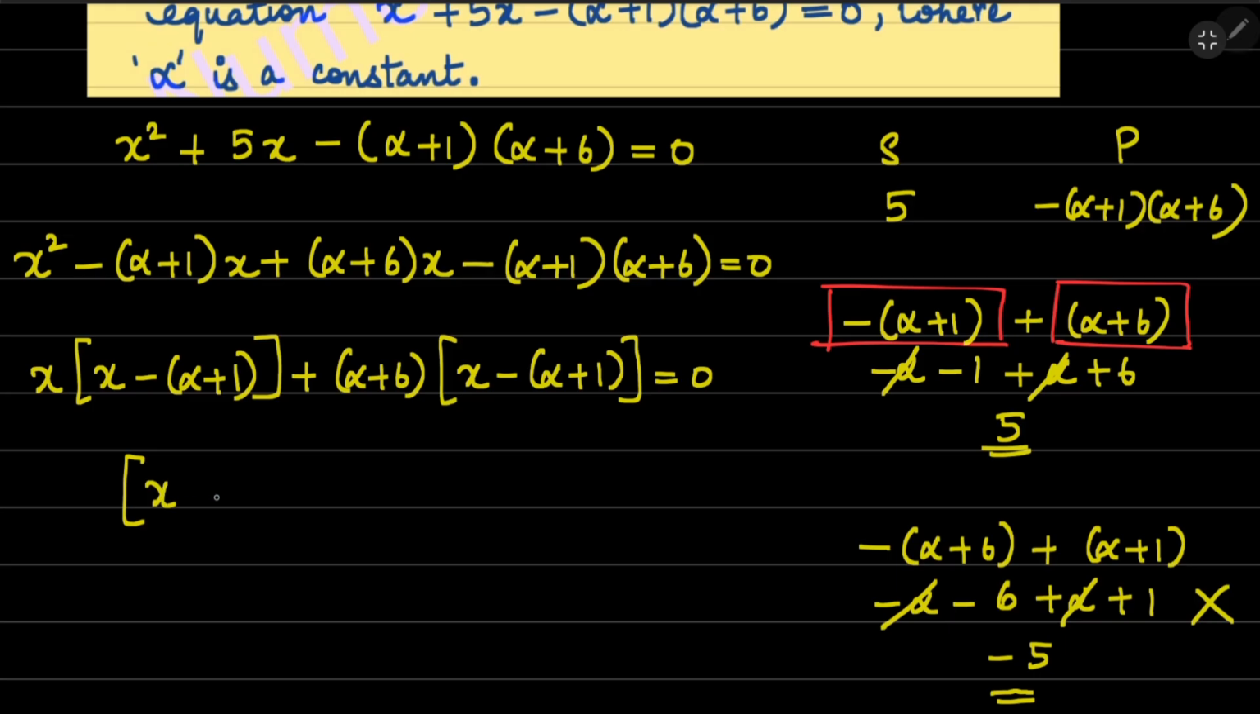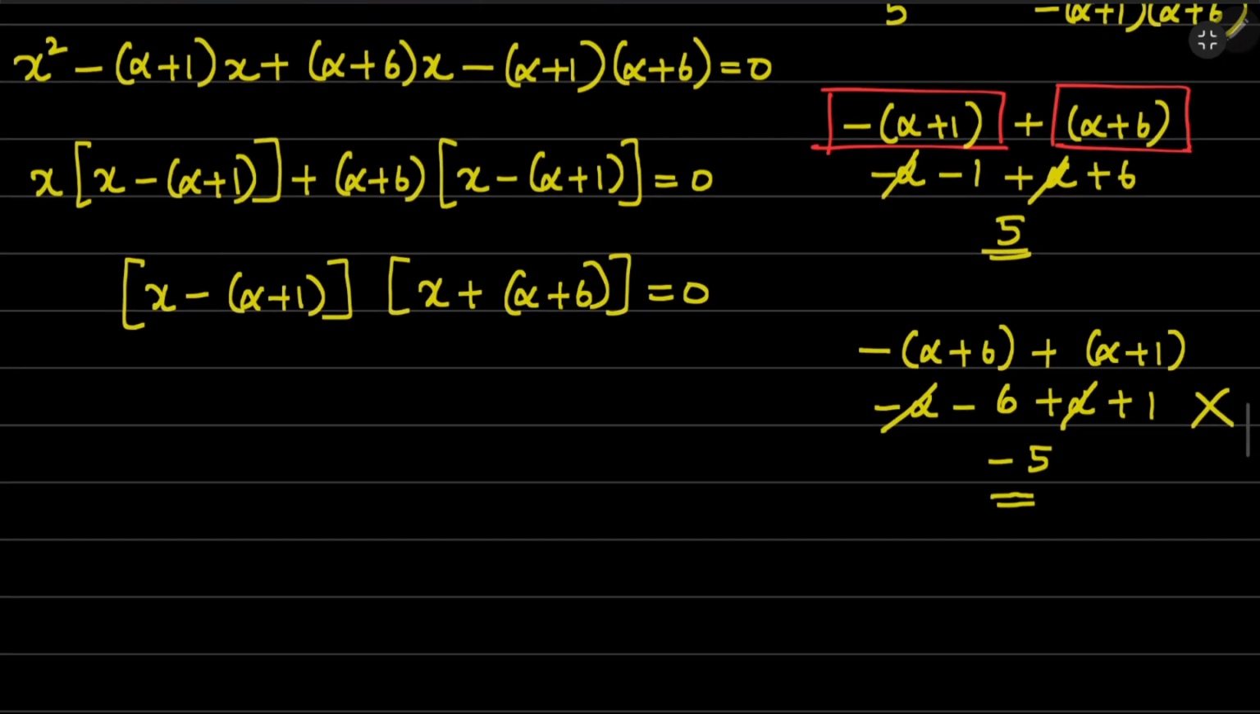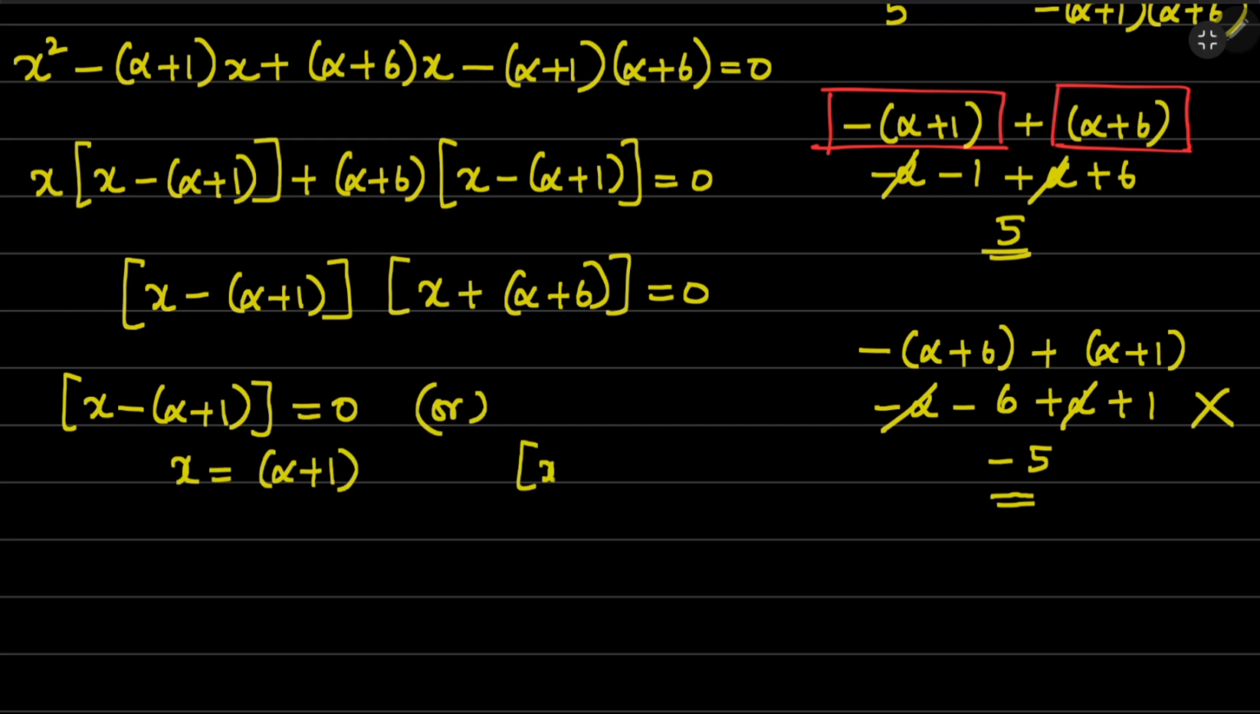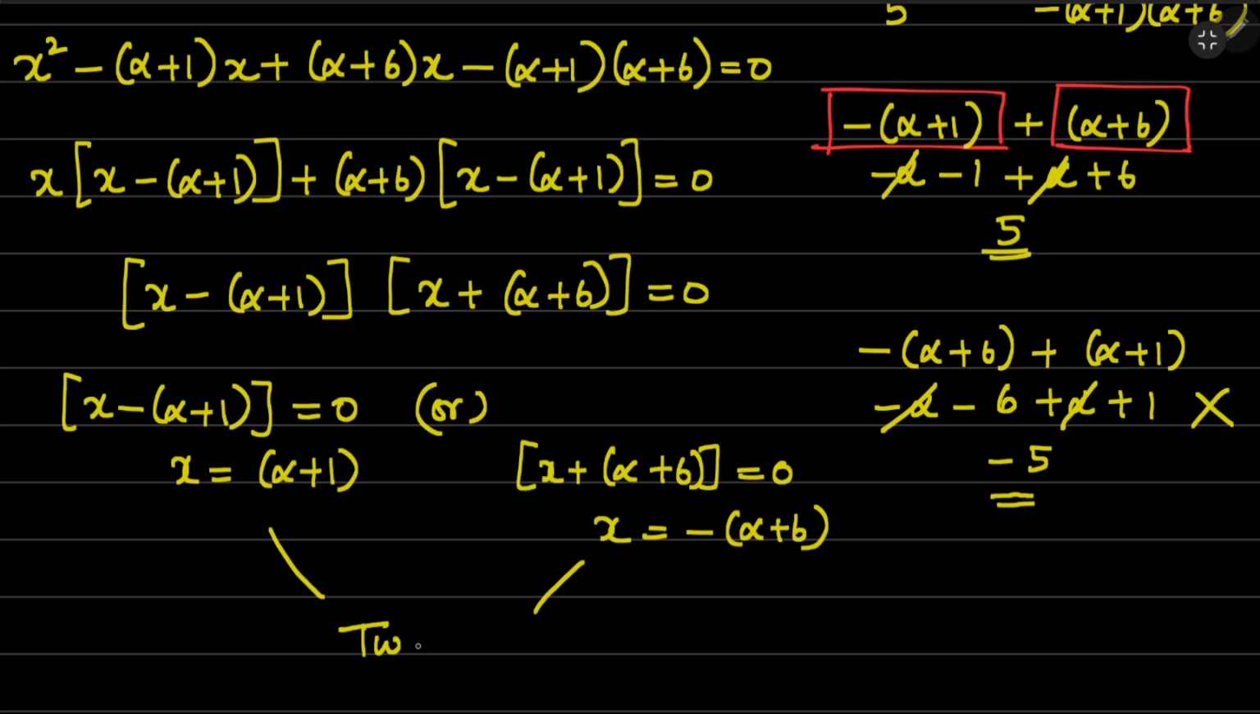So what are the two terms? x minus of (alpha plus 1) is one term. The other term is x plus (alpha plus 6), equal to 0. Okay. So either x minus of (alpha plus 1) equal to 0, which makes x equal to alpha plus 1, or x plus (alpha plus 6) equal to 0, which makes x nothing but minus of (alpha plus 6). Okay, so these are the two roots of the given equation.